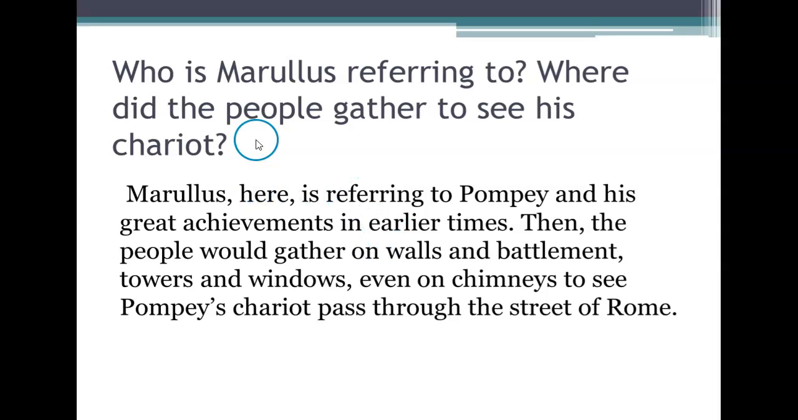So the first question goes, who is Marullus referring to? Where did the people gather to see his chariot? Marullus here is referring to Pompey and his great achievements in earlier times. Then the people would gather on walls and battlements, towers and windows, even on chimneys to see Pompey's chariots pass through the streets of Rome.